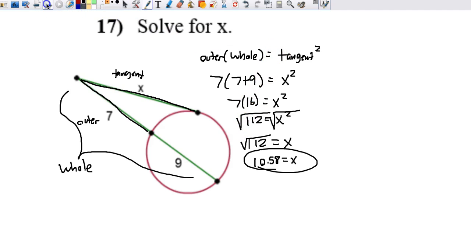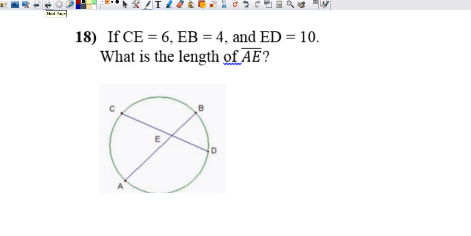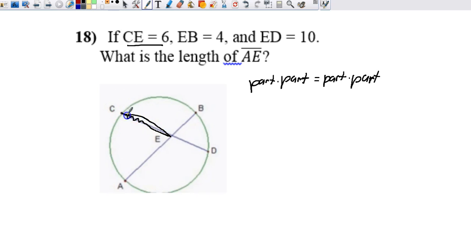All right, question 18. This one is we got segment lengths inside. This is the part times part, and part times part. That's what I used to call it in geometry, so I kind of stick with that still. The parts are going to be the two segments that are lined up, that are collinear.